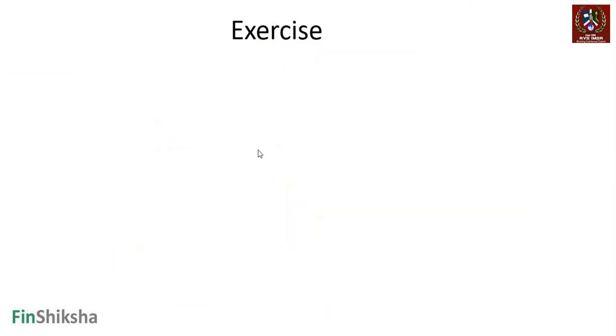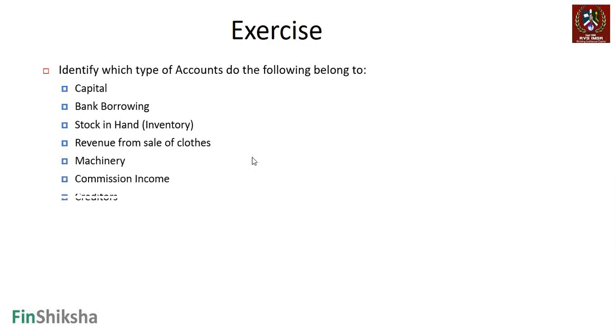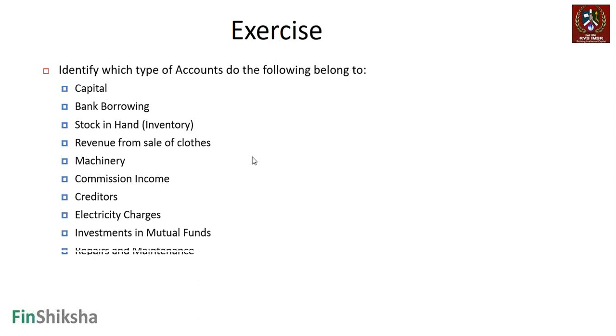Let's do a simple exercise on this, right? Very quickly. Identify which types of account the following belong to: capital, bank borrowing, stock in hand inventory, revenue from sale of clothes, machinery, commission income, creditors, electricity charges, investments in mutual funds, and repairs and maintenance, right? So where would you look at capital? Think about it. We just saw on the previous slide that share capital is basically owner's equity. That's a personal account, right?